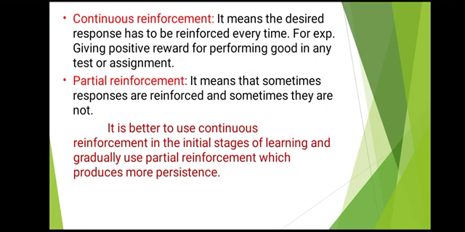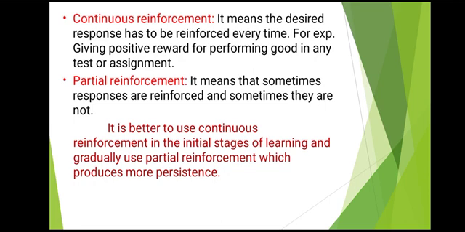Continuous reinforcement is that continuously, for the smallest change in the behavior, we give a reward to that person. Then the last is partial reinforcement. Partial reinforcement means sometimes a reward is given and sometimes it is not. Partial reinforcement is useful after some days of the reinforcement schedule. Here, in the same example, if a child has the habit of thumb sucking, we cannot use the punishment technique initially. First of all, we must use these 4 reinforcement schedules.